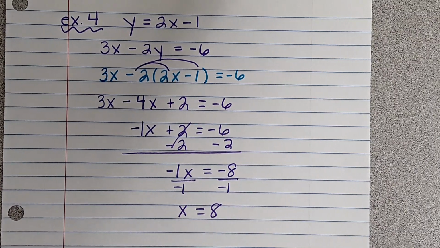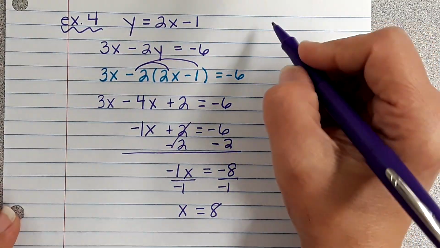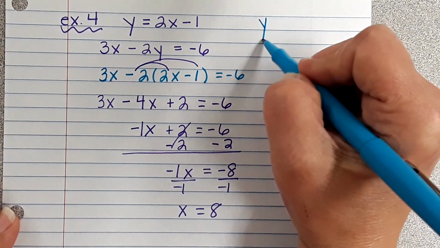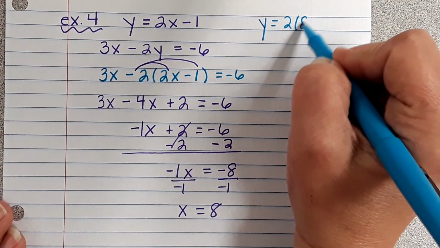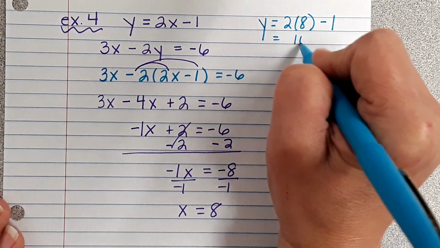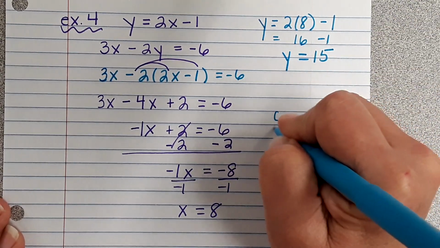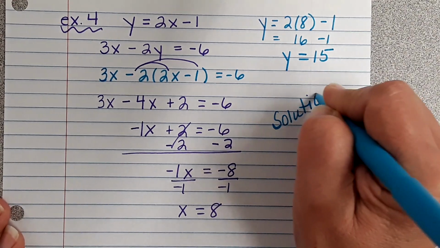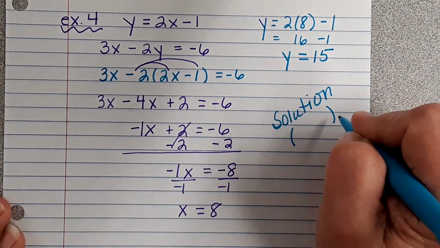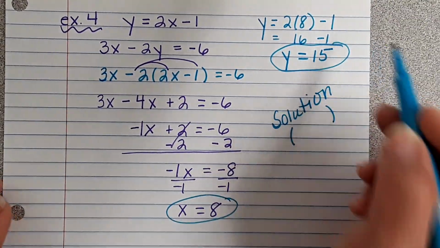You guys remember, just because you got x equals something, you still need a y. So now, in substitution, you're always going to take it and plug it into the equation you used for substitution. So now I'm going to do it right up here. y equals 2 times 8 minus 1. Okay, so I have an x value, I have a y value. What is my solution?